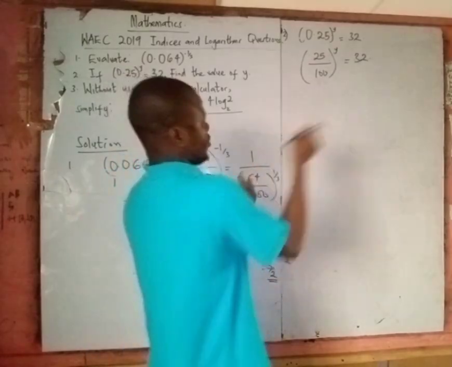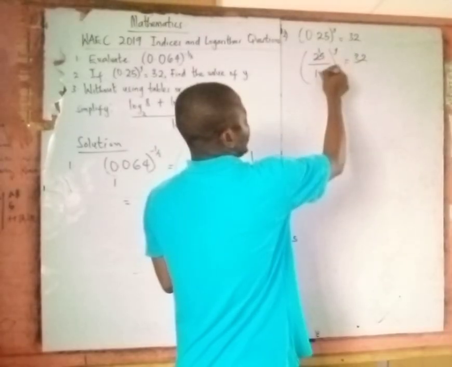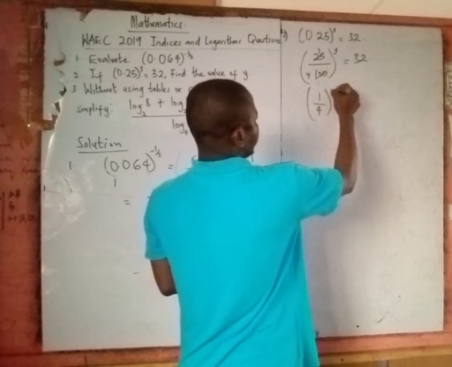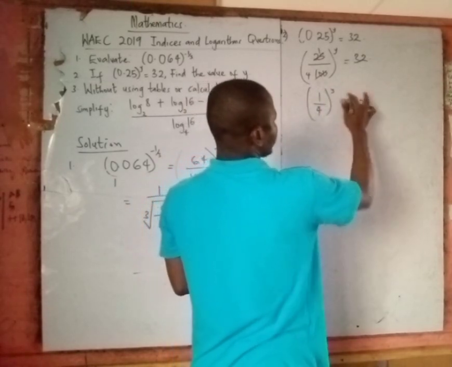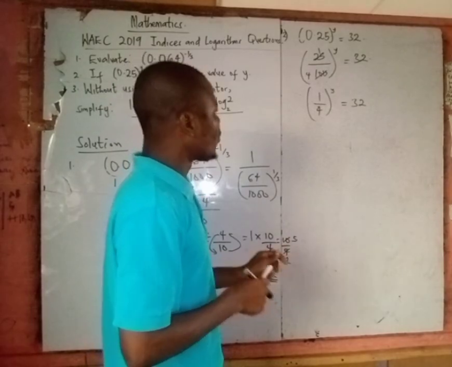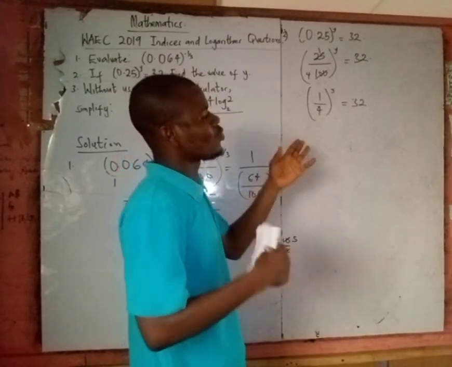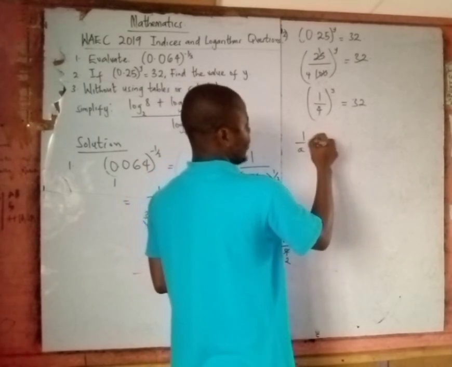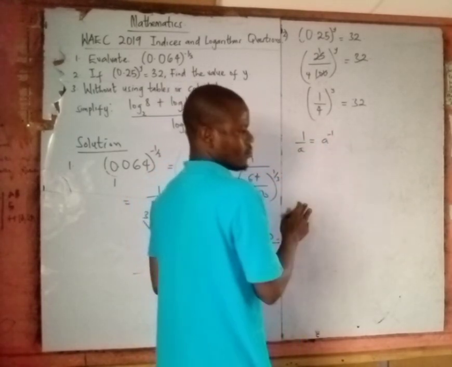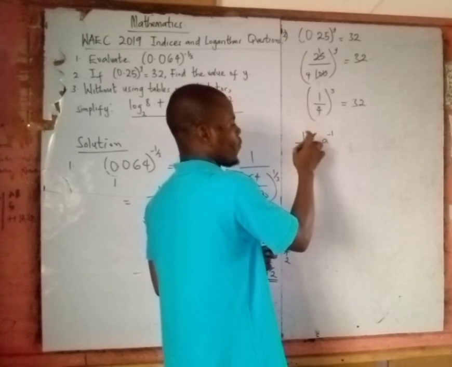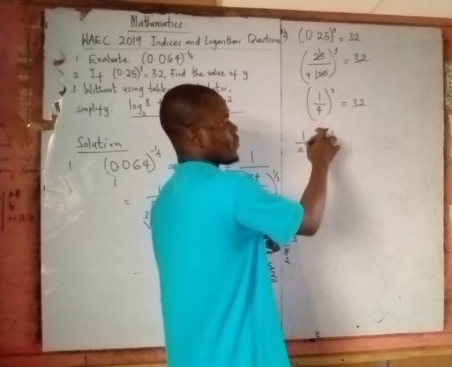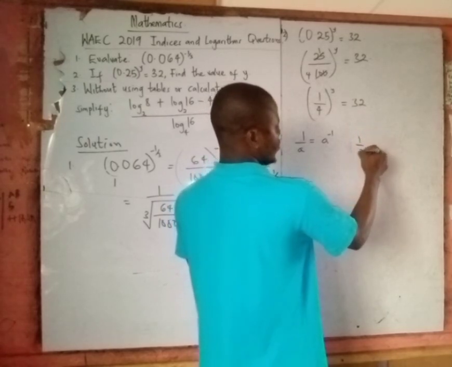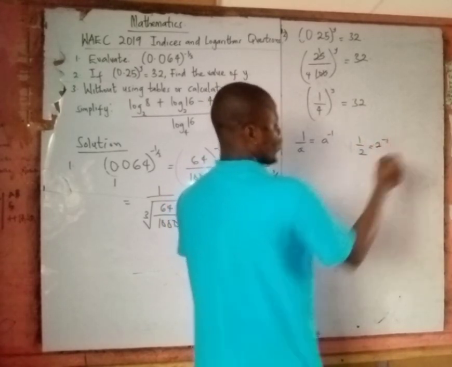So we can simplify this one. 25 over 100 simplifies to 1 over 4, and everything is to the power y equals 32. So we have to use the index law again. 1 over a can be written as a to the power minus 1. 1 over 8 can be written as 8 to the power minus 1. Also, 1 over 2 can be written as 2 to the power minus 1.